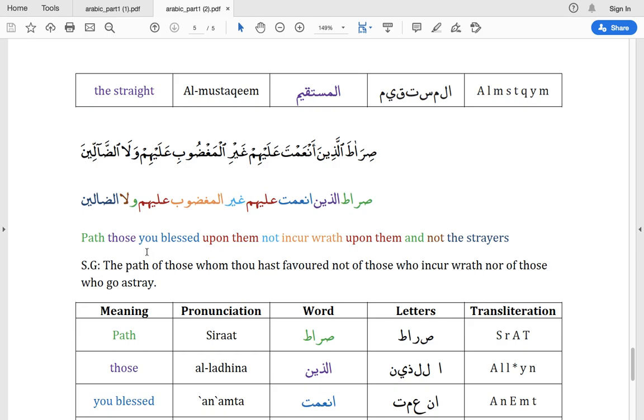Path, those you blessed upon them, not incorrect upon them, and not the strayers. Obviously, you can see that as the sentence becomes more complicated, there's more words in a sentence, this literal translation starts to break down. This doesn't make much sense in English, so part of the translator's job is to keep the flow going in the target language, which is what Brother Gerrans has done here. The path of those whom thou hast favored, not of those who incur wrath, nor of those who go astray.